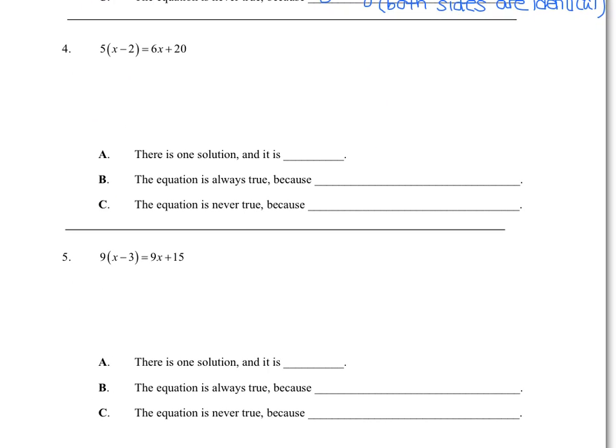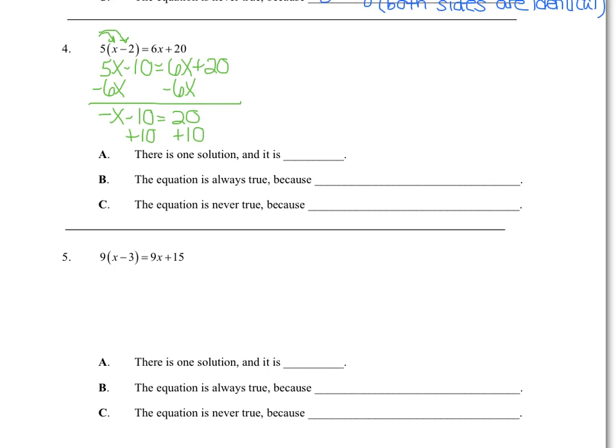For question number 4, we have 5 times the quantity x minus 2 equals 6x plus 20. So the first thing I'm going to do is the distributive property and get 5x minus 10 equals 6x plus 20. I'm going to take away 6x on both sides, although you might have done this in a different way, that's fine. And I'm going to get negative x minus 10 equals 20.